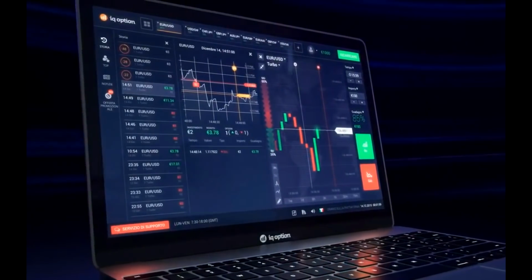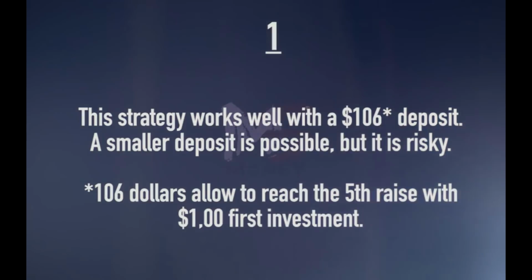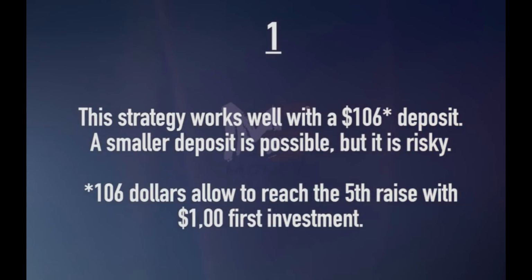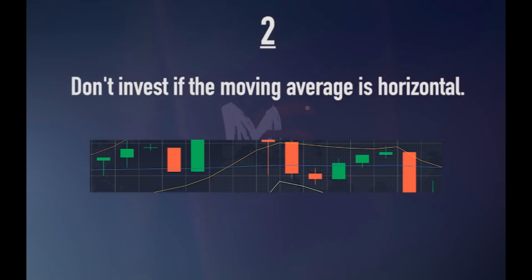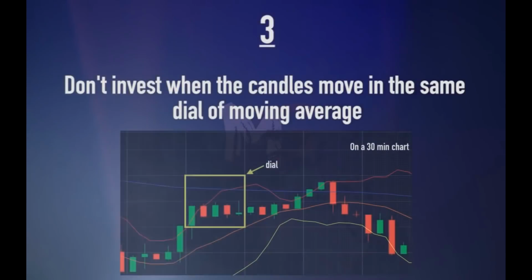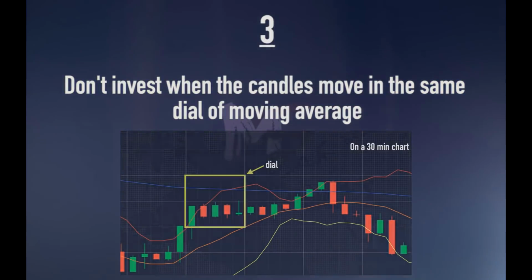Before we start with the first investment, I make a rules recap. 1. This strategy works well with a $100 deposit. If you want, your deposit may be smaller, but it is risky. 2. Don't invest when the moving average goes horizontal. 3. Don't invest when the candles move in the same moving average area.